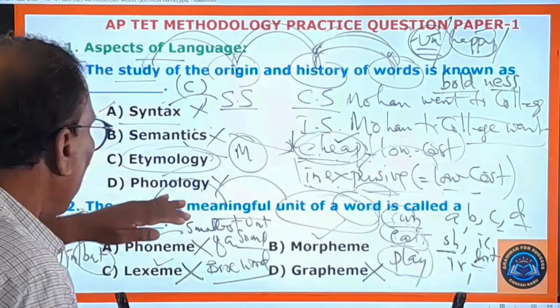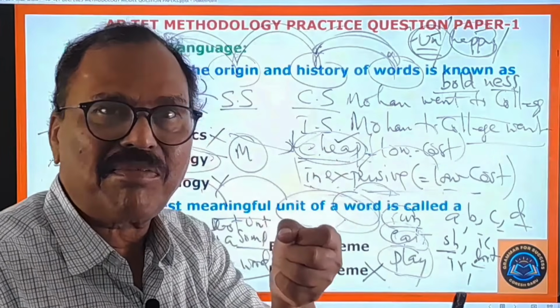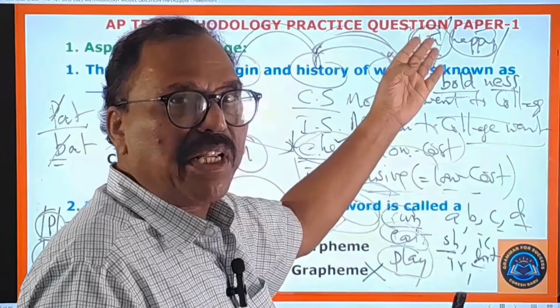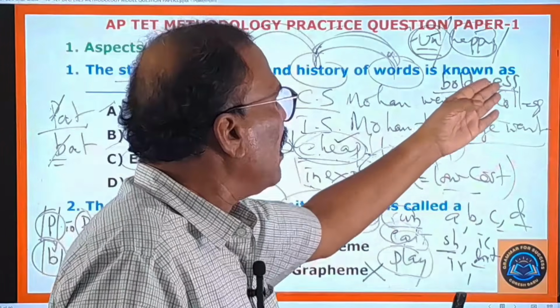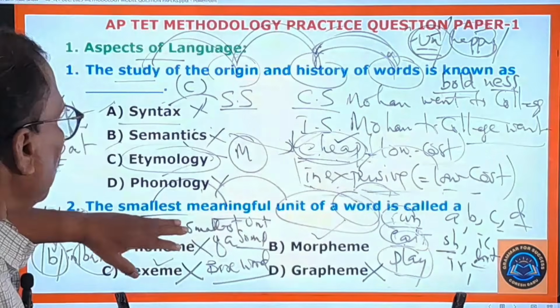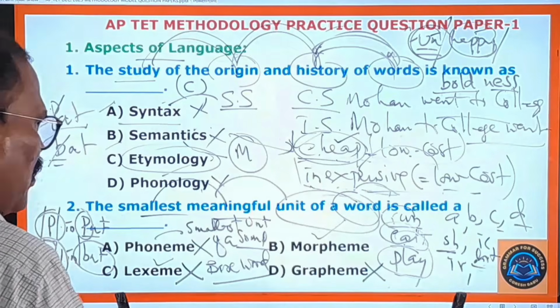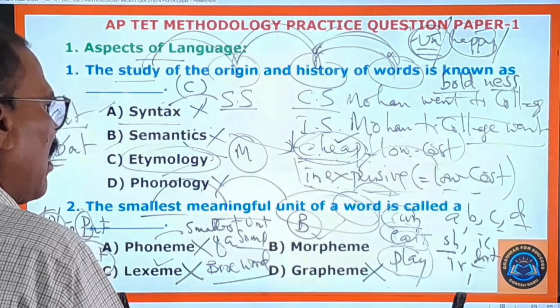So in this way, the smallest meaningful unit, the unit must be meaningful. Here un is giving the meaning of not, and here ness is giving the meaning of state or quality. So in this way, the smallest meaningful unit of a word is called a morpheme. Therefore, B is the right answer.